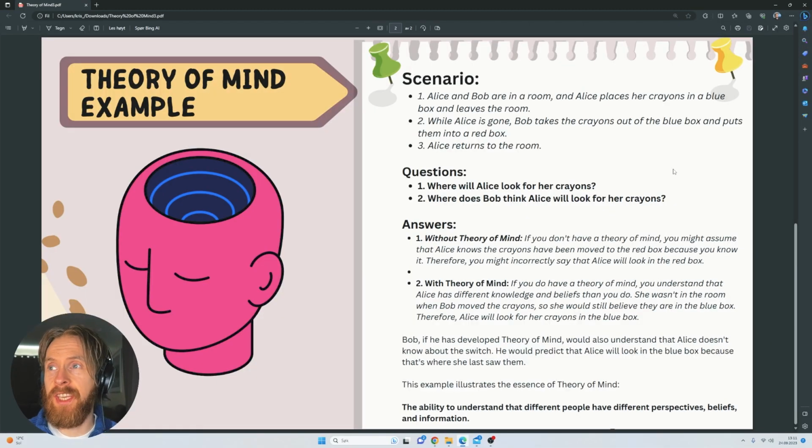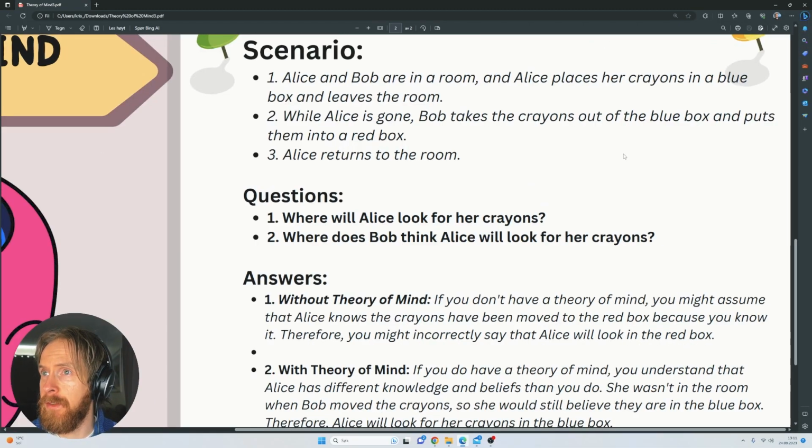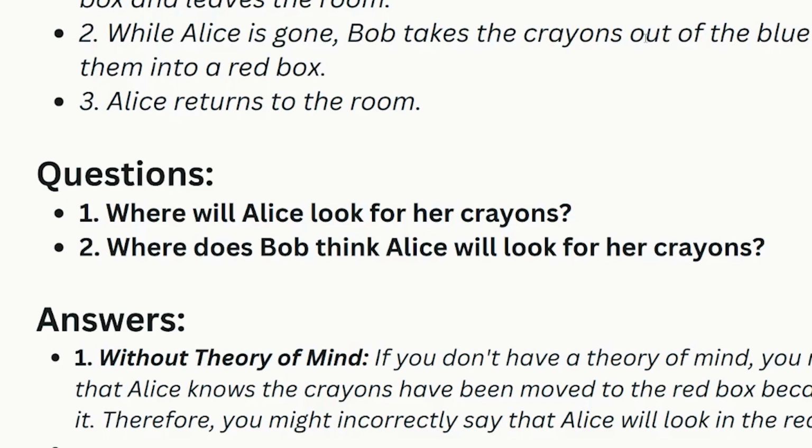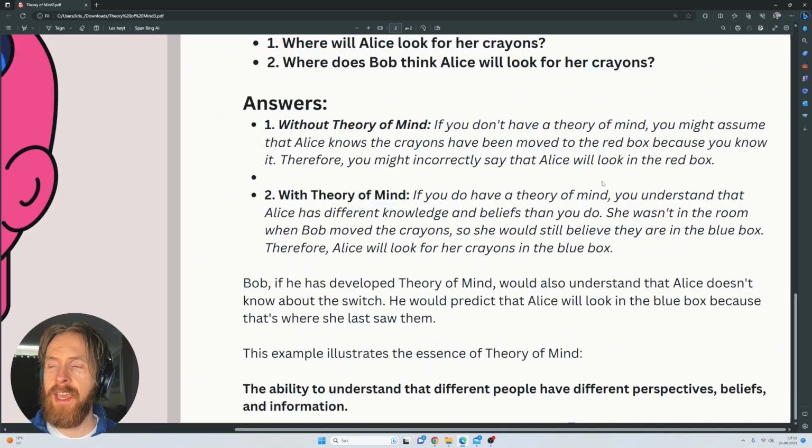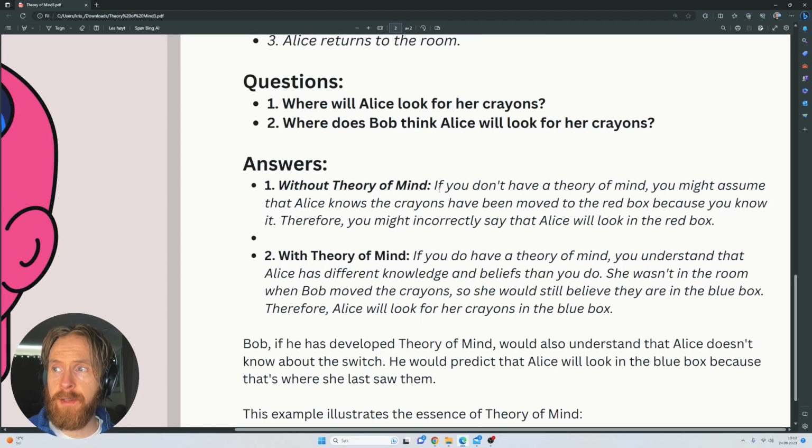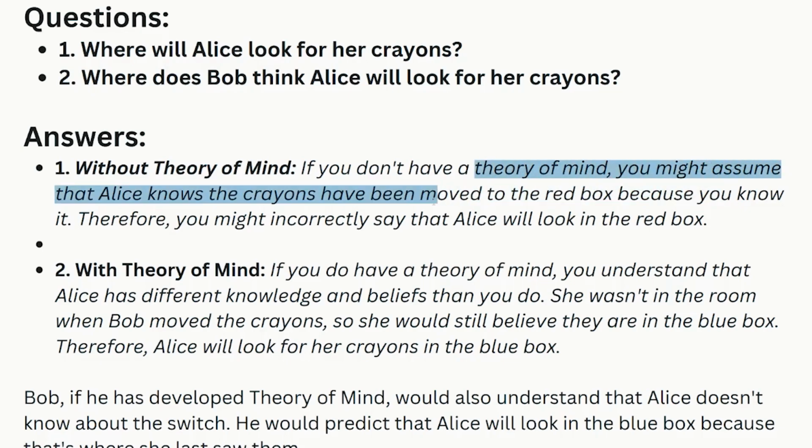In this example we have a scenario. Let me zoom in a bit so you can see. Alice and Bob are in a room, and Alice places her crayons in a blue box and leaves the room. While Alice is gone, Bob takes the crayons out of the blue box and puts them into a red box. Then Alice returns to the room. The question is: where will Alice look for her crayons, and where does Bob think Alice will look? If you answer without theory of mind, you might assume that Alice knows the crayons have been moved to the red box because you know it. Therefore, you might incorrectly say that Alice will look in the red box.